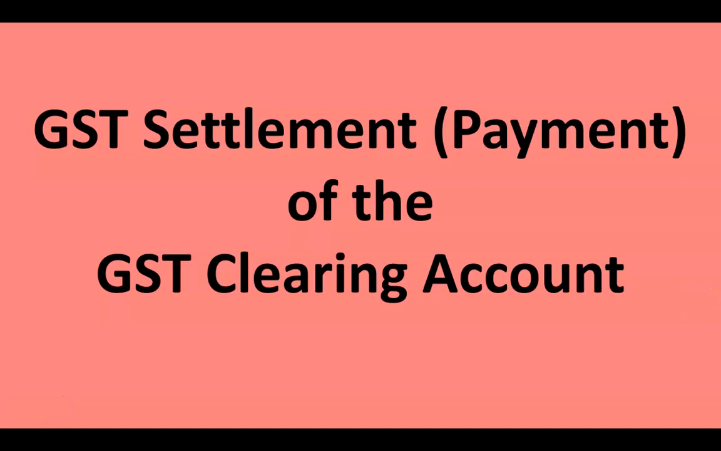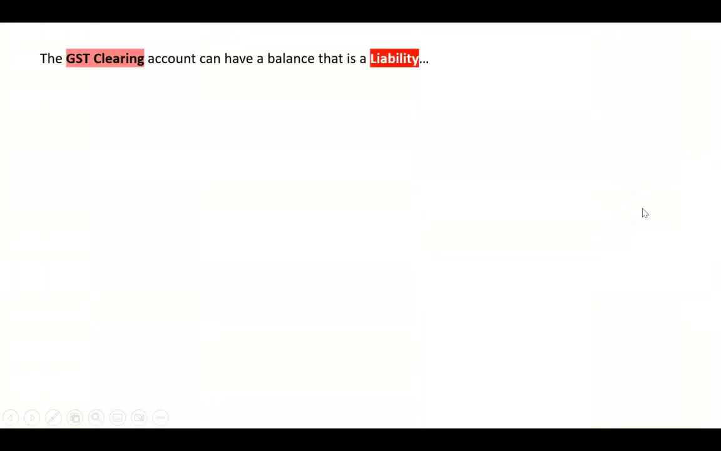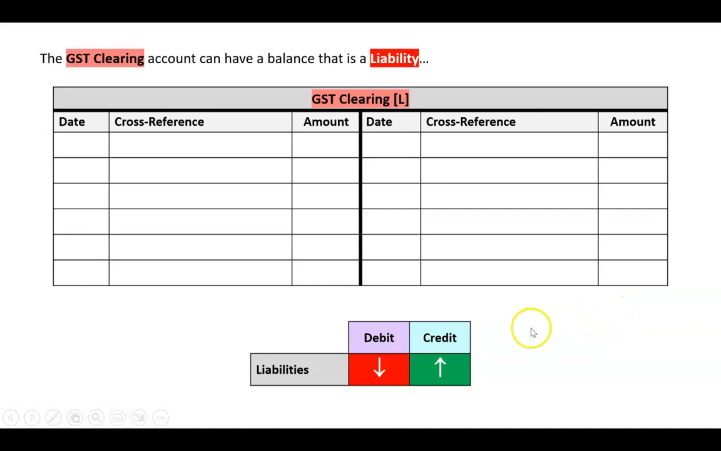Let's deal with a situation where we make a GST settlement payment of the GST clearing account. That's probably going to be the most common situation. What does that mean? Well, that means the GST clearing account can have a balance that is a liability, and that's probably the most common case. So what would happen here is we assume GST clearing is a liability. It goes up and down as a liability.